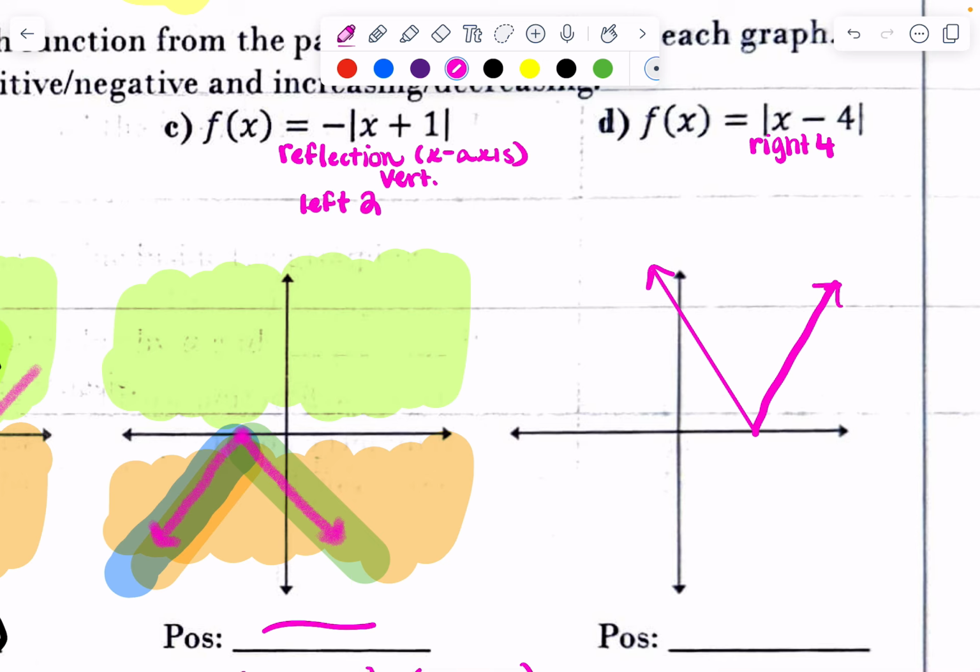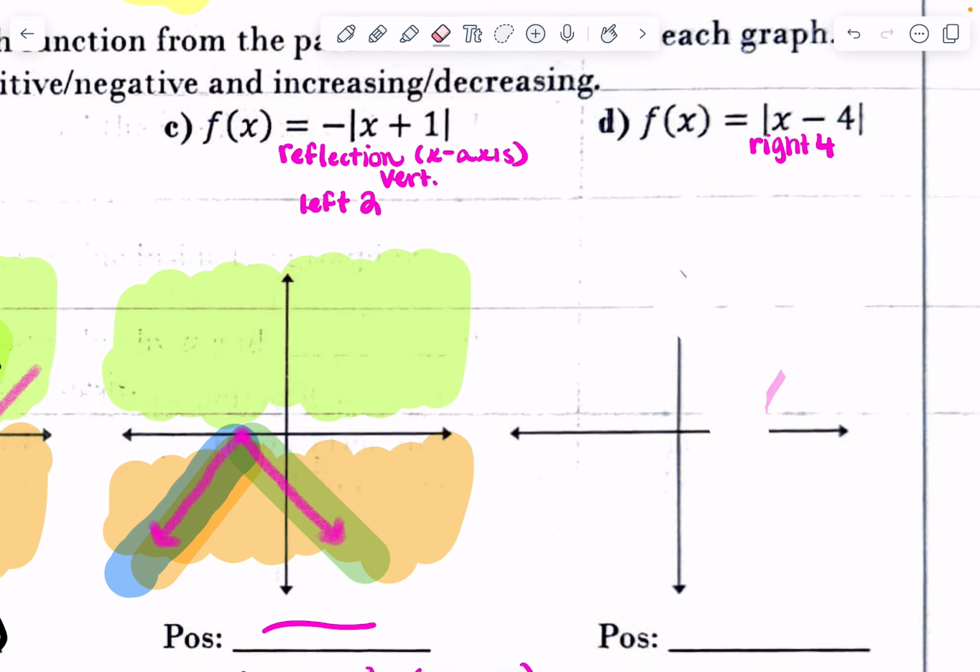Oh, that does not look good. Hold on. Sorry, let me erase it.